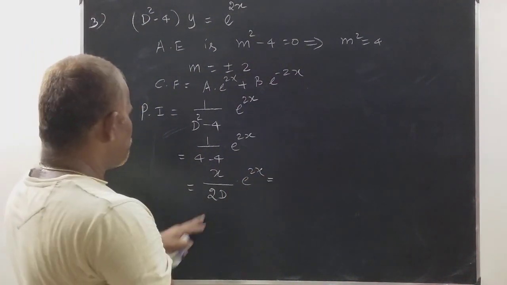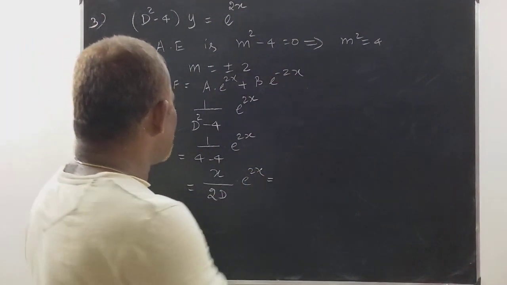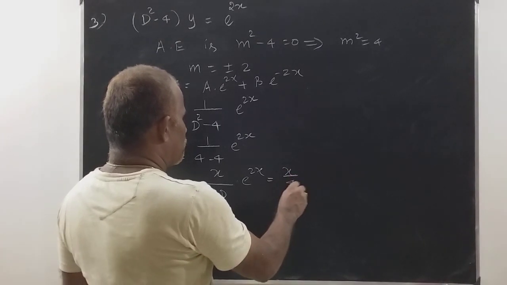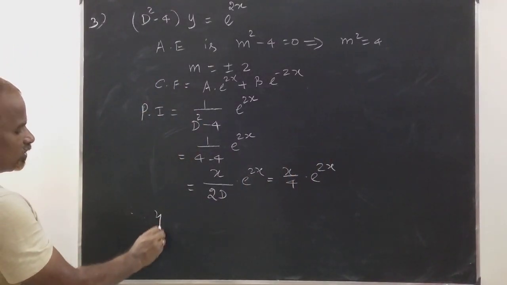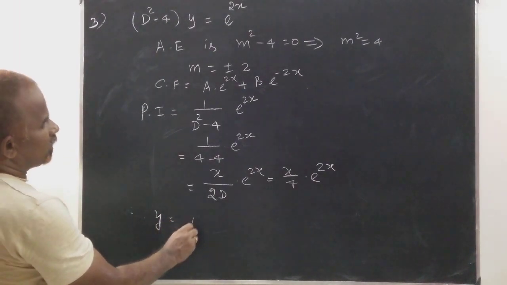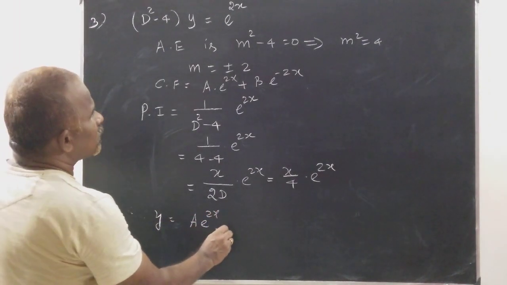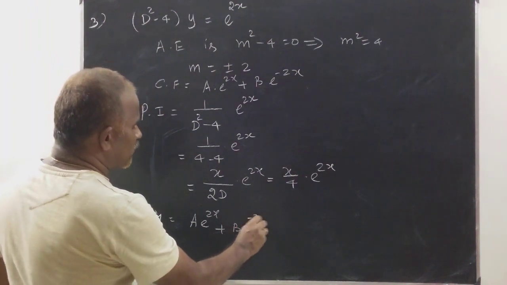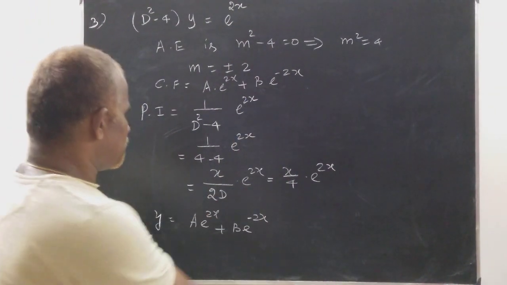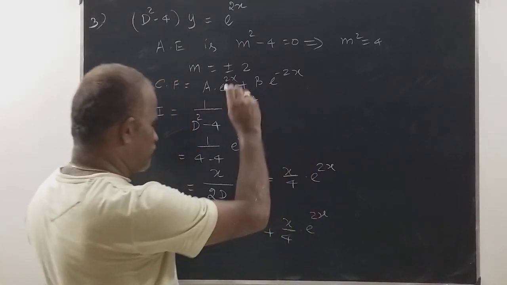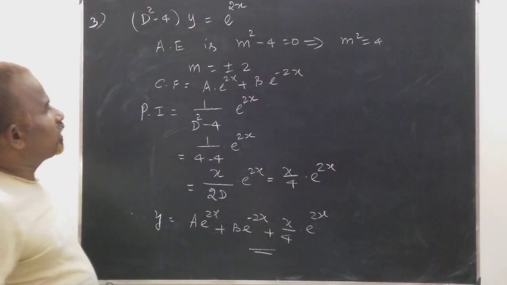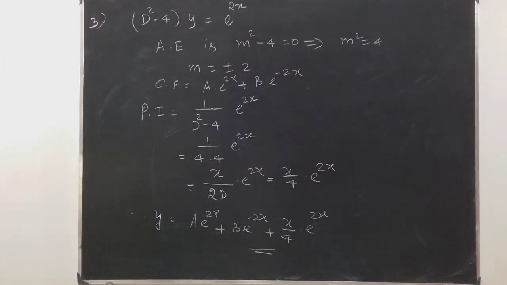So therefore x by 4 into e power 2x. So the general solution y is equal to the complementary function A into e power 2x plus B into e power minus 2x, plus x by 4 into e power 2x. This is the required solution for the given differential equation.